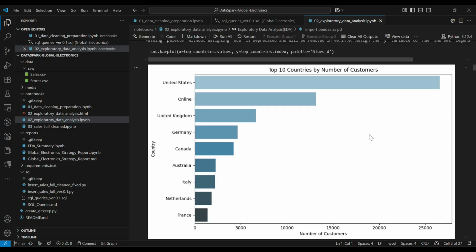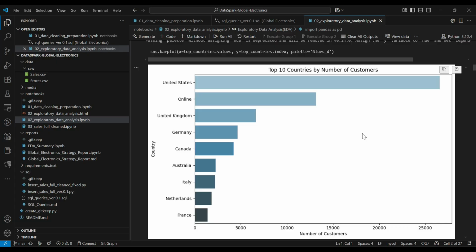Top 10 countries by number of customers. Insight: United States is the largest customer base by far. Online is the second highest, reflecting strong e-commerce presence. Key international markets include UK, Germany, and Canada. Observation: the US dominates in-store presence. Other countries likely represent a mix of online and international sales.